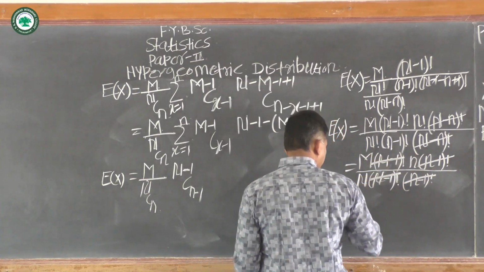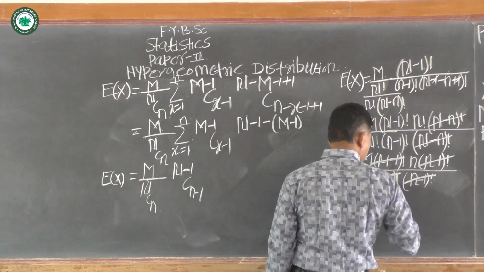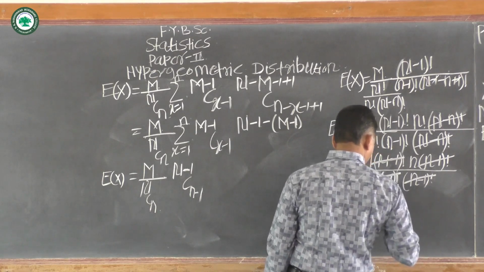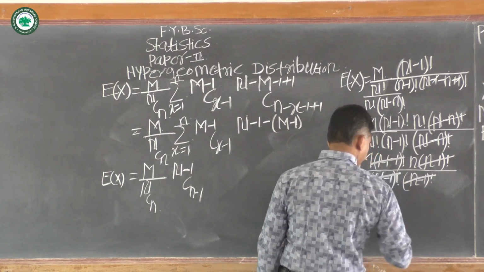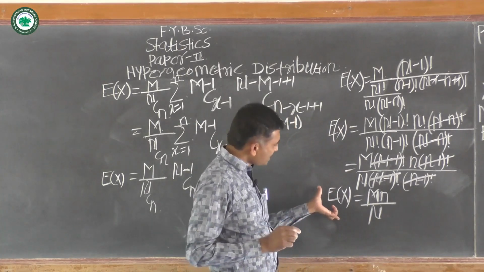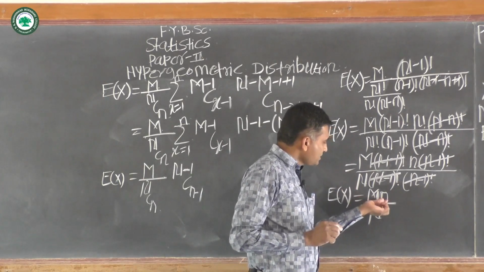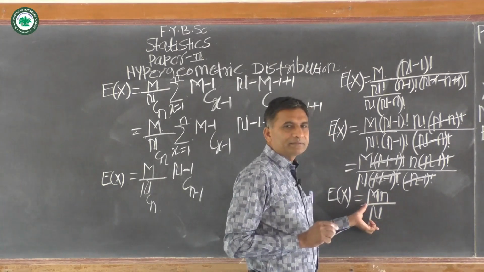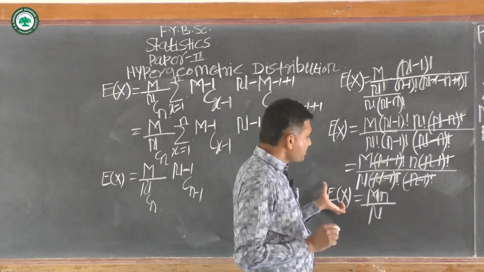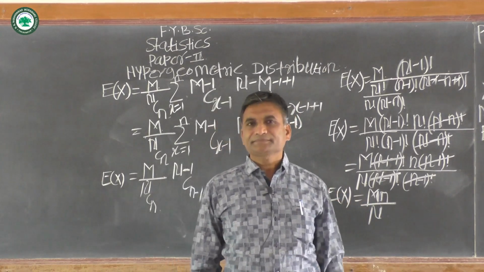We have only M into n divided by N. This is the mean of the hypergeometric distribution. The expected value of x is equal to M into n divided by N, the average of the hypergeometric distribution or random variable x. Okay, thank you.